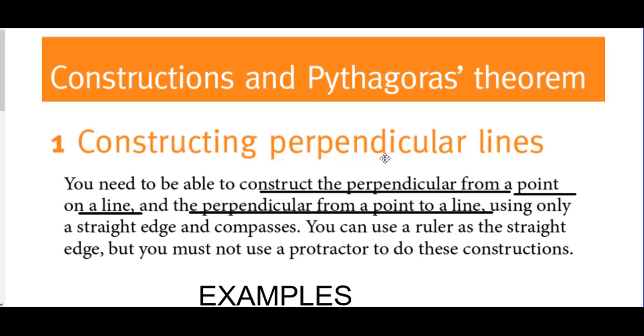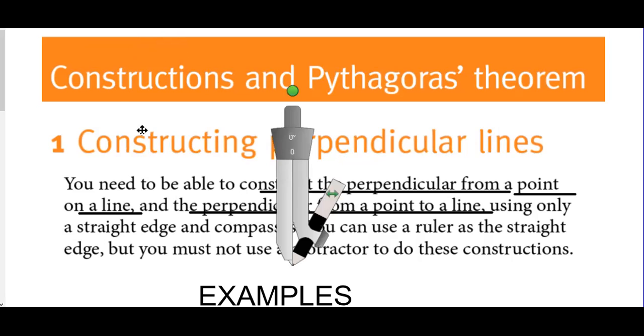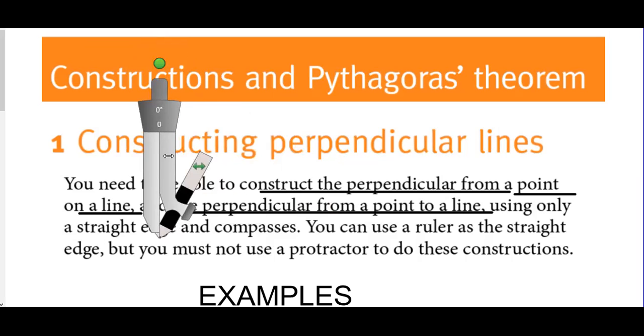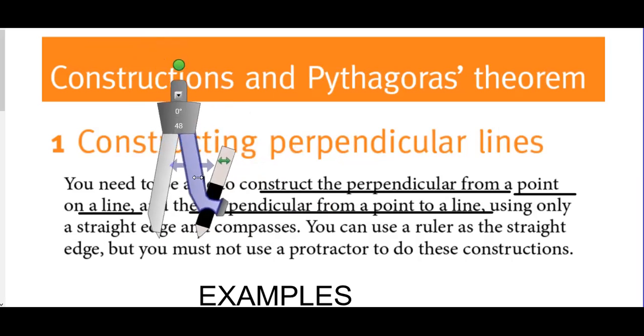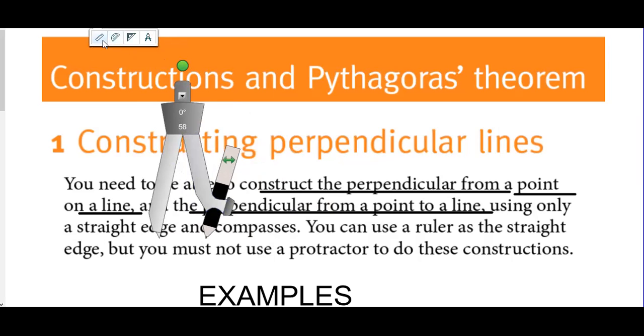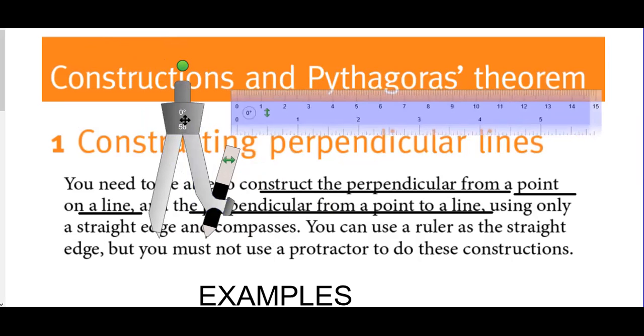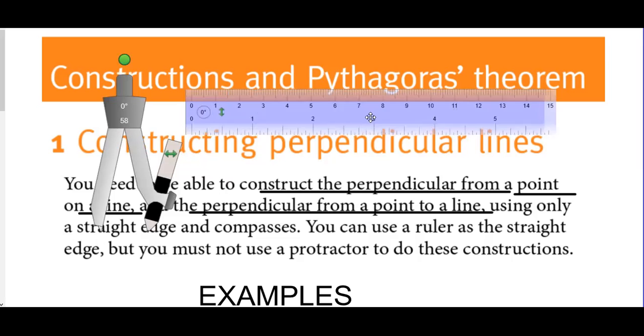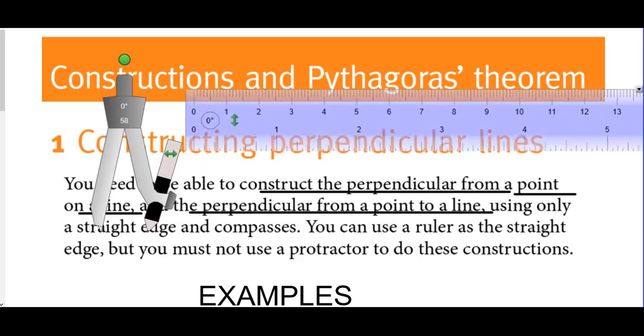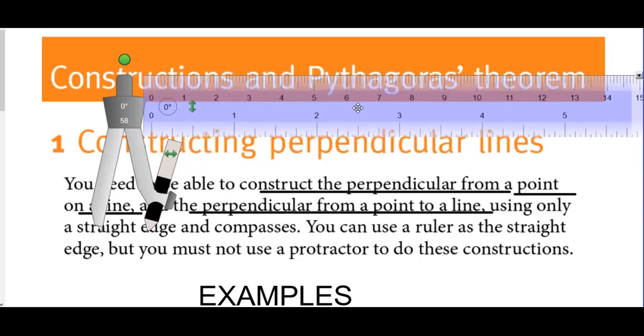Now, to construct perpendicular lines, we need tools. We don't need a protractor to construct perpendicular lines. You can use a protractor just to confirm if your construction is correct. What we need is a pair of compasses. You need a tool like this, as you can see. And we also need a so-called straight edge. A straight edge is nothing but a ruler.